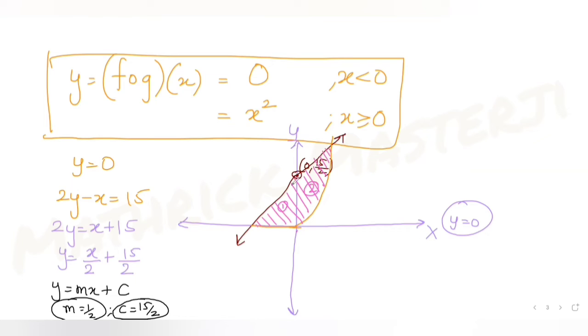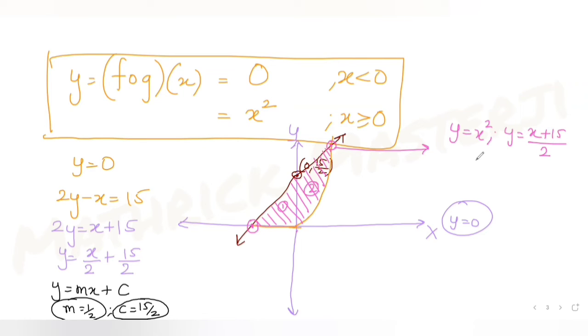If I want to figure out the area of region 1, I can see it's basically a triangle. If I figure out the points of intersection of this parabola and the lines, I'll get these coordinates also, and then we can easily find the areas of the regions. So first let's figure out these intersection points. For this intersection point, I know y equals x square, and the other is the equation of a line, which is y equals x plus 15 over 2.